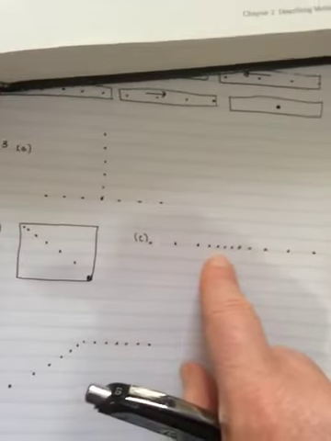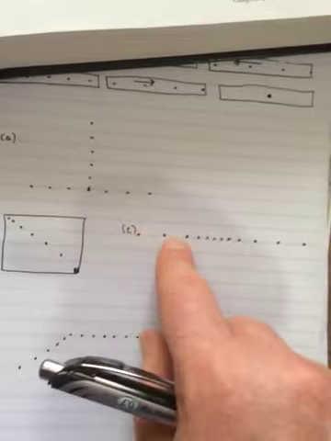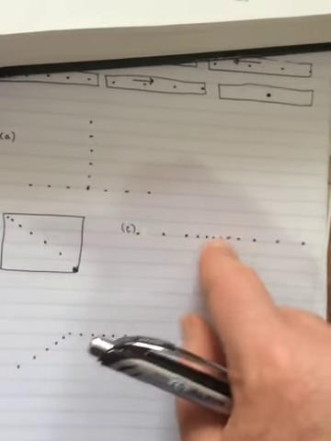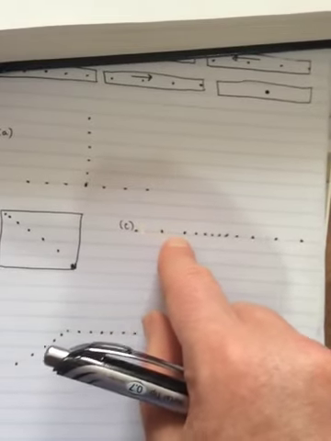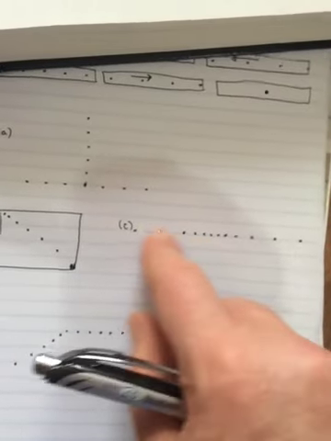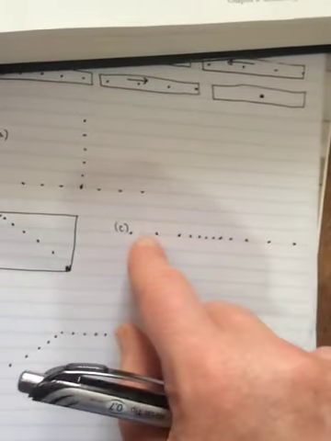For C, the dots are fairly far apart, they get closer together, and then they spread back out again. Something that's going fast, then it slows down, and then it speeds back up. It could be a car coming to a school zone, so going quickly but then slows down, and then after the school zone speeds back up.